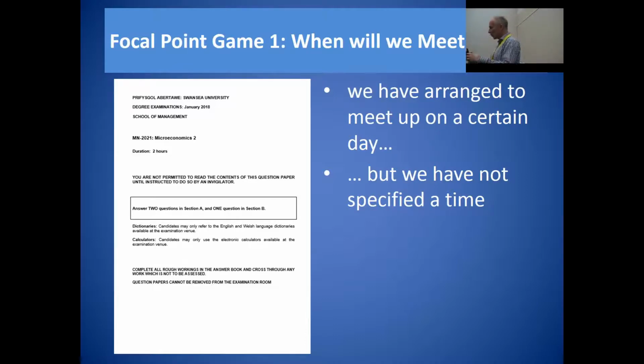Now you want to turn up at the same time as me. So we turn up on a Saturday and we're hanging around the Great Hall. The security guys are going to see us and they'll move us on. So we need to turn up at the same time. If we turn up at the same time, I can give you the exam paper. Works for me and it works for you. So you can see here there are multiple Nash equilibria.